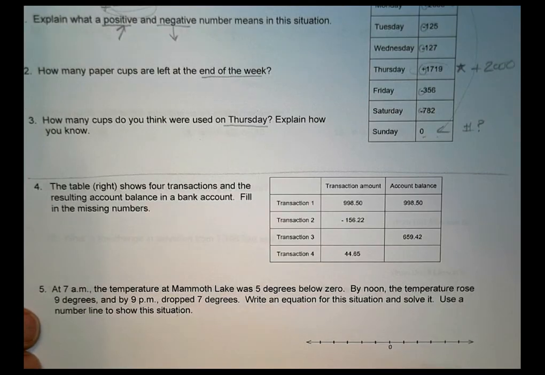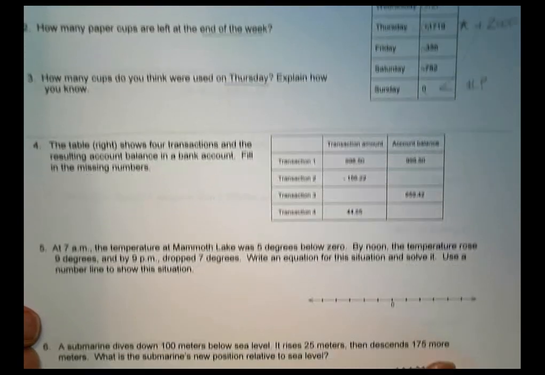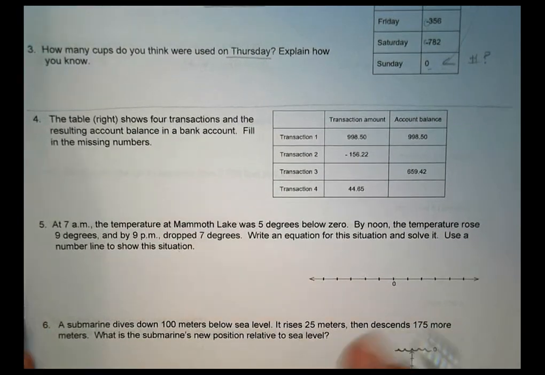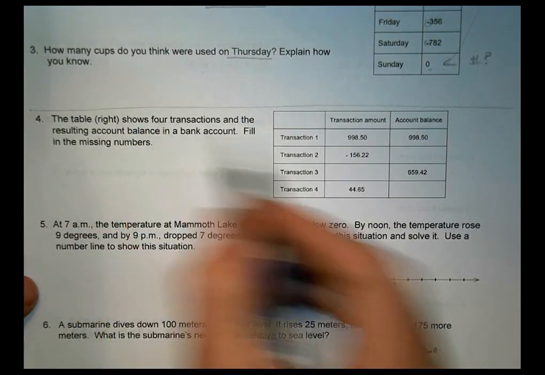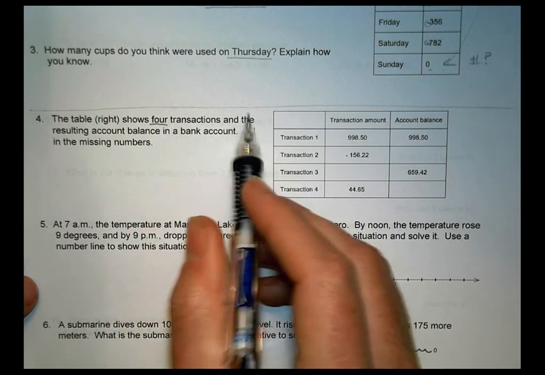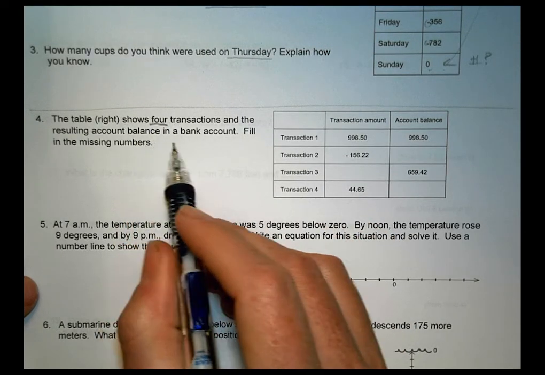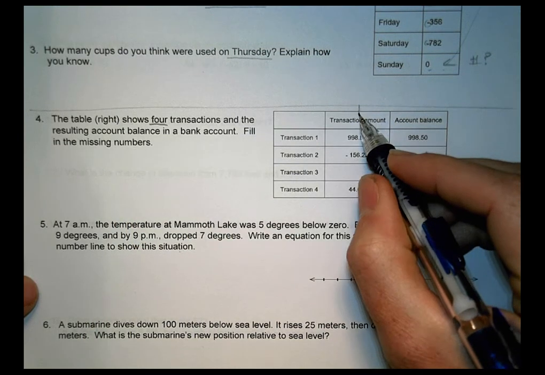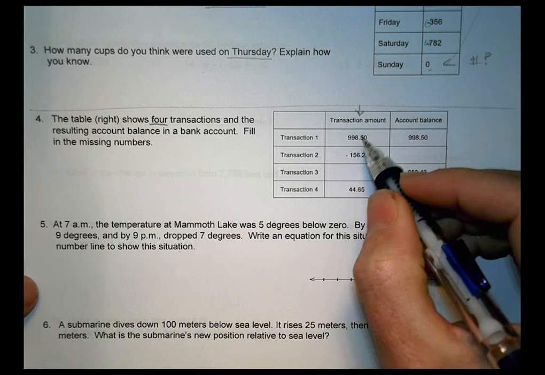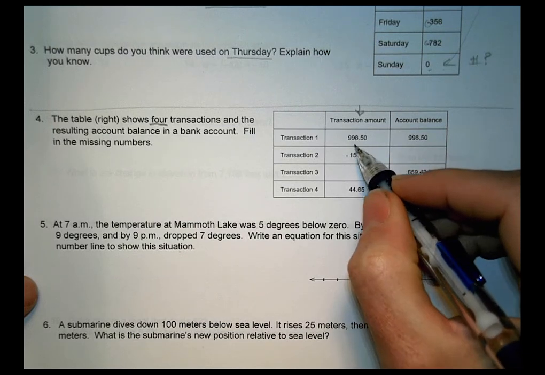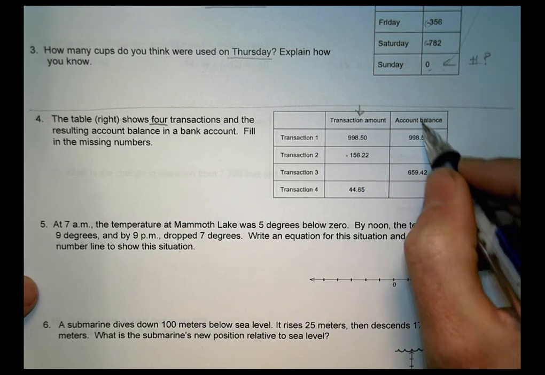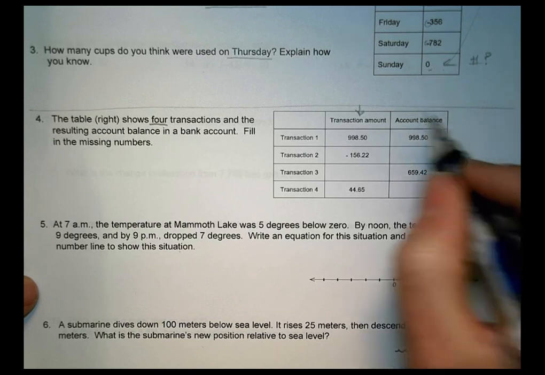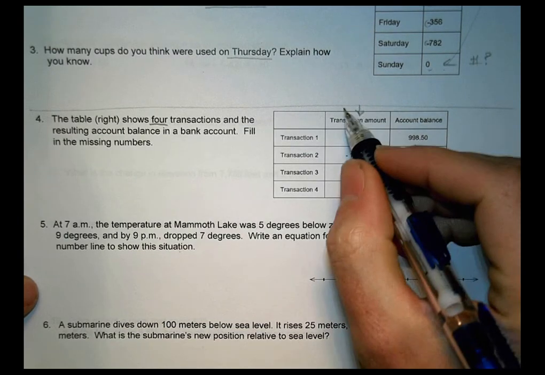Okay, moving down to number 4 and some more, because today's packet has a front and a back side. It says the table right here shows 4 transactions and the resulting account balance in a bank account. Fill in the missing numbers. Okay, so a transaction in a bank account is how much money you either put into your bank or you take out of your bank. The balance is talking about how much money you actually have in it once you've done the ins and outs.